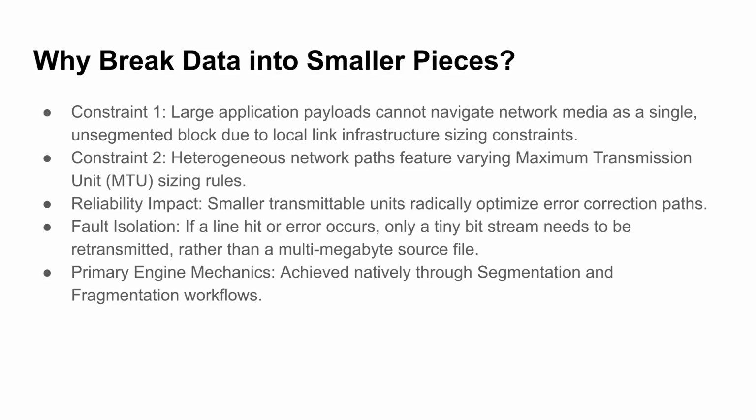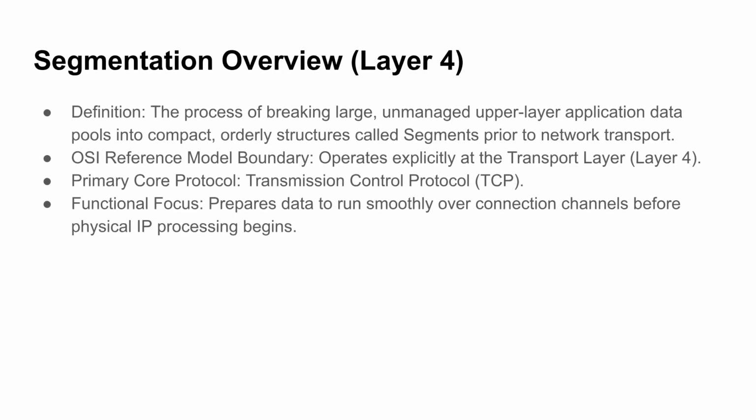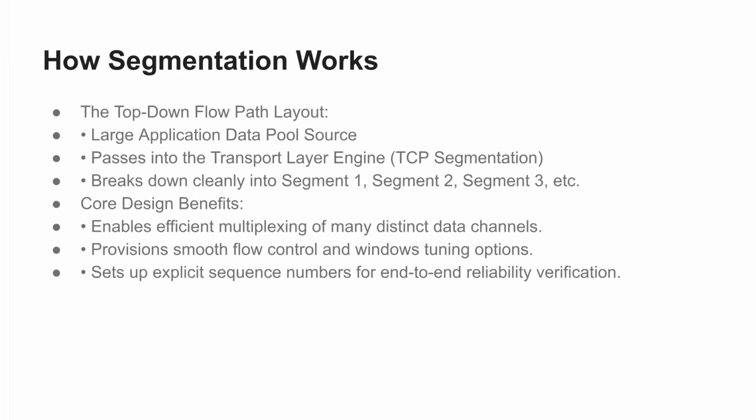Large payloads cannot navigate network media as single blocks due to infrastructure size limits and varying MTU rules. Breaking data down improves reliability and allows for easier fault isolation during transmission. Segmentation occurs at layer 4, the transport layer. It involves breaking large application data into smaller, manageable units called segments, primarily using the Transmission Control Protocol, or TCP, before the data is processed by the network layer.